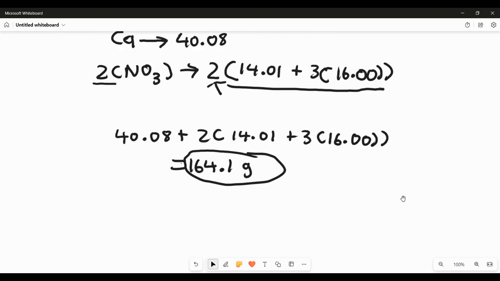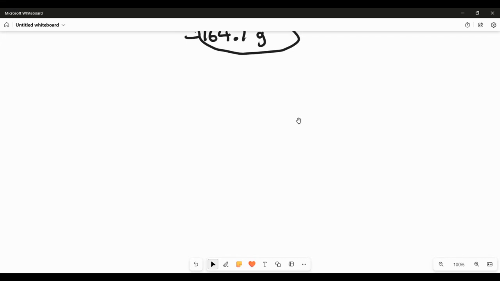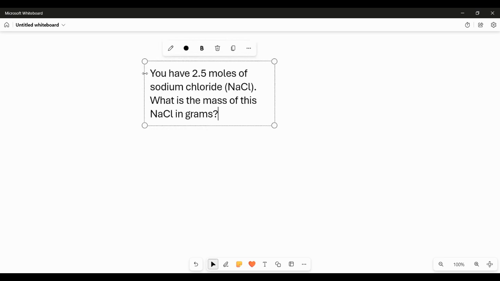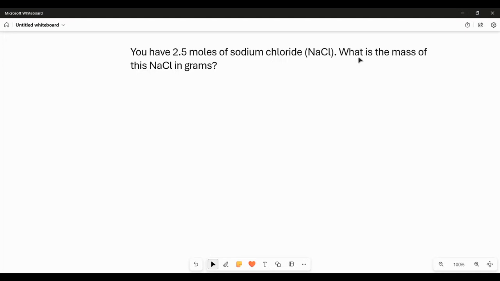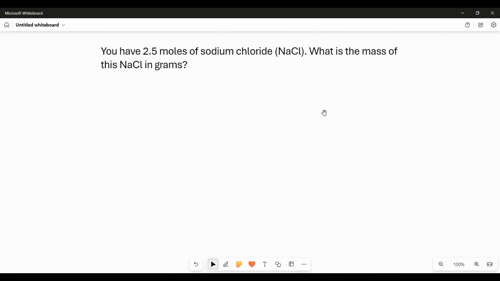And now, I hope that made sense, but now we're going to try some moles to gram and grams to mole conversion problems. All right, let's get the problem up. So now in this problem, we have 2.5 moles of sodium chloride. What is the mass of sodium chloride in grams?